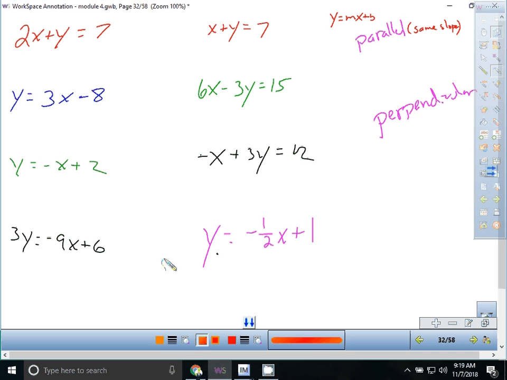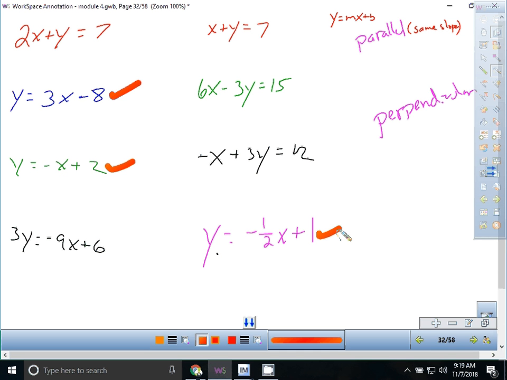Alright, so this one is good, isn't it? That's already in slope-intercept form. This one right here is in slope-intercept form. It's good. This one over here is in slope-intercept form. It's good. So we can tell what the slope for those are, can't we?